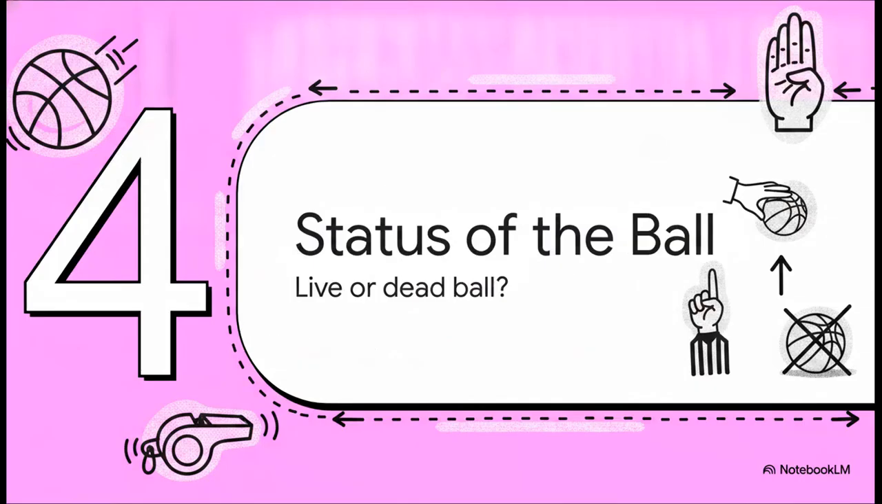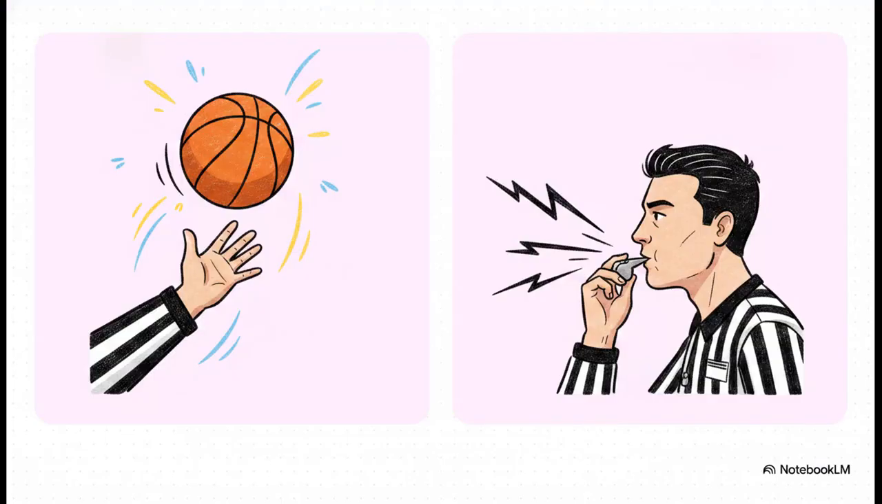Section 4. The status of the ball. This builds into what might honestly be the most conceptually complex part of the entire rulebook. Governed by Article 10, it requires you to understand exactly when a basketball is legally considered alive and when it's considered dead.